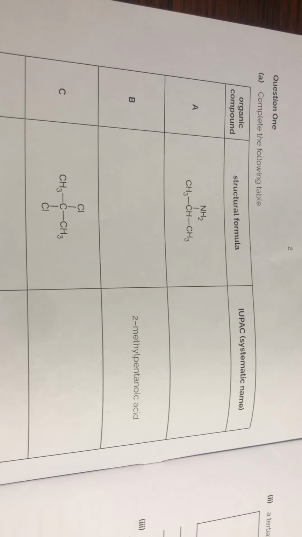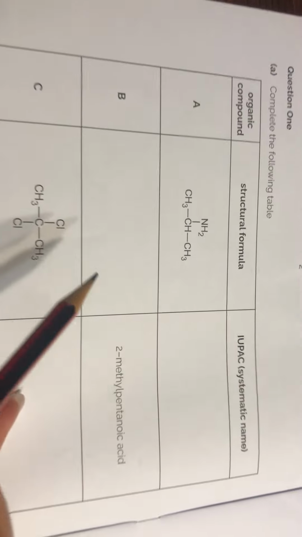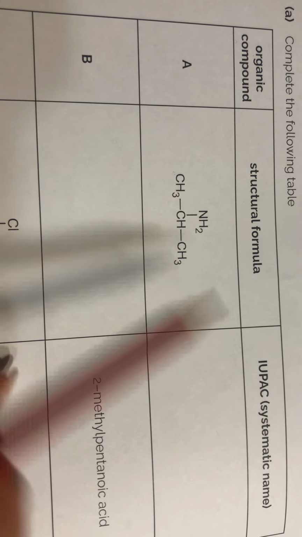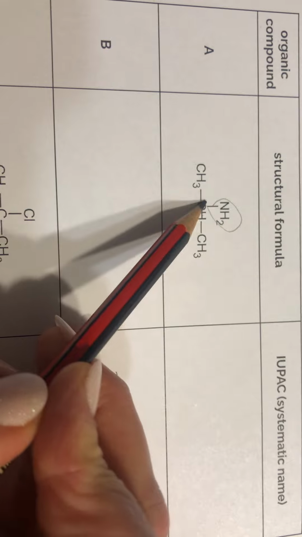Alrighty, here I am back with the 2022 Tauranga Girls College derived grade exam chemistry, and this is the organic paper. So I'm going to step through the naming of these. We have to put either the name or draw them. So we have 1, 2, 3 carbons, so it's going to be a prop. This functional group is an amine, and that functional group is on carbon 2.